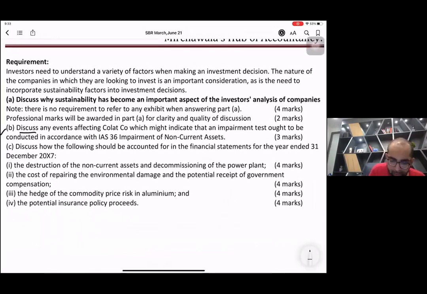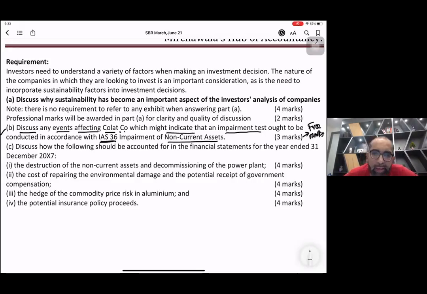Discuss B part only. Discuss any events affecting Collard company which might indicate that an impairment test ought to be conducted in accordance with IAS 36, impairment of non-current assets. 3 free marks. Do you understand this requirement or not? I repeat for you guys.